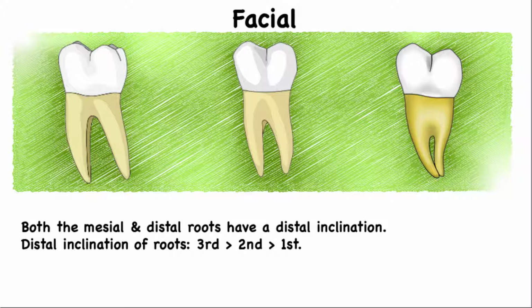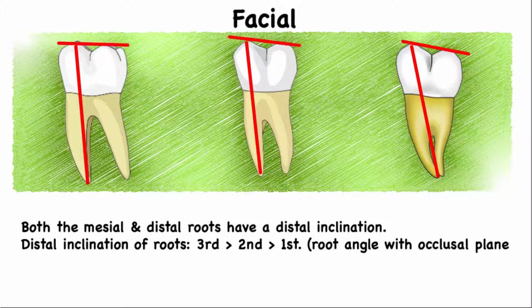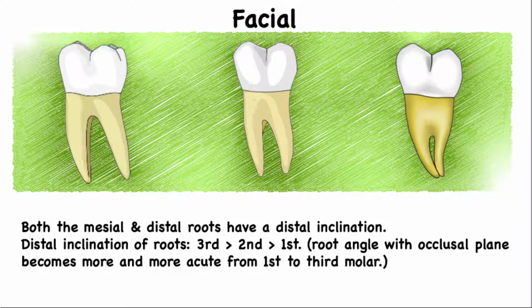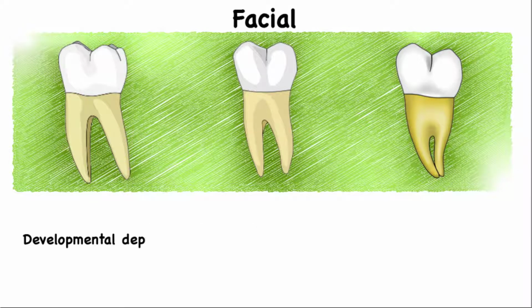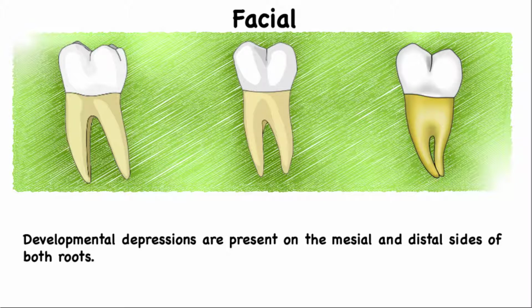You can observe that the root angle with occlusal plane becomes more and more acute from first to third molars. The distal root apex in first molar may project beyond the crown outline. Developmental depressions are present on the mesial and distal side of both the roots.